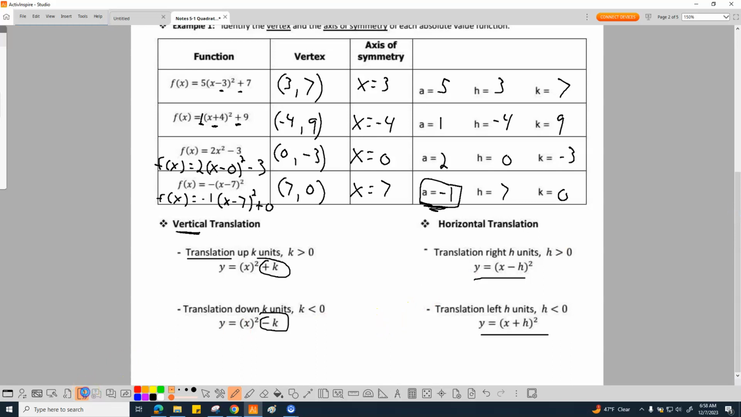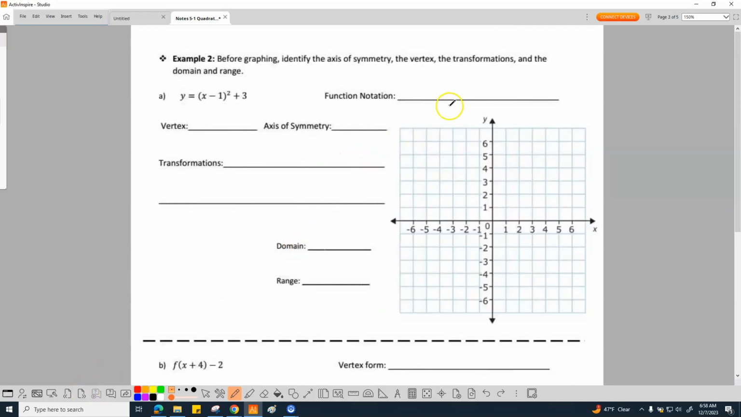So going to the next page where we're going to fill out some more things. One moment. Okay, so let's go ahead and look at this example too. Function notation: f of x equals x minus 1 squared. When we say we want function notation, that means f of x. That means we want this puppy right here. If we're saying give it to me in this normal form with y's, that's fine. But if I say function notation, it means f of x. So keep that in mind.